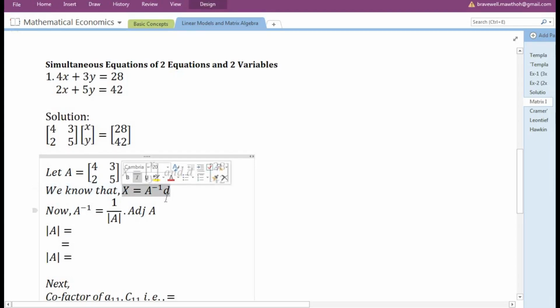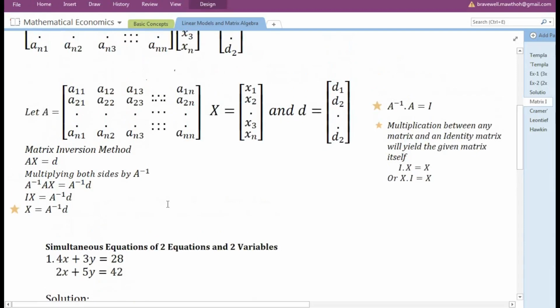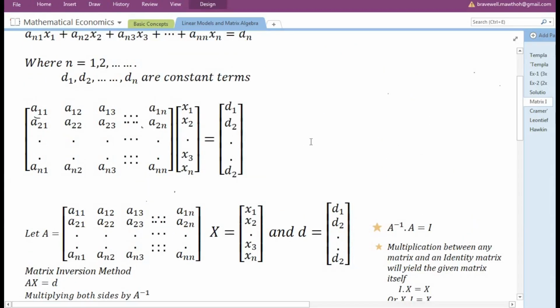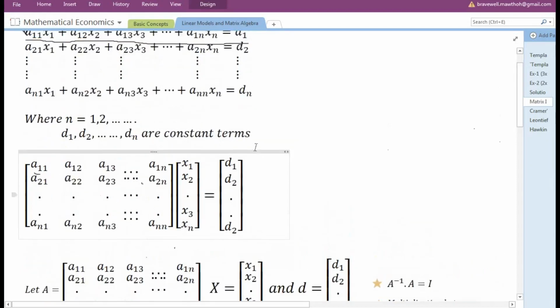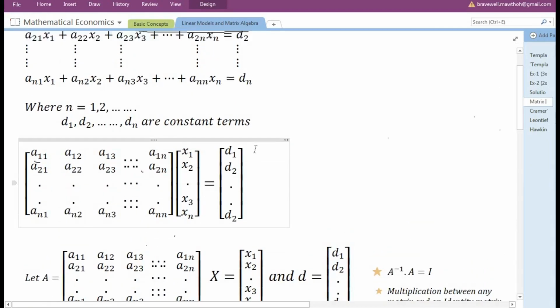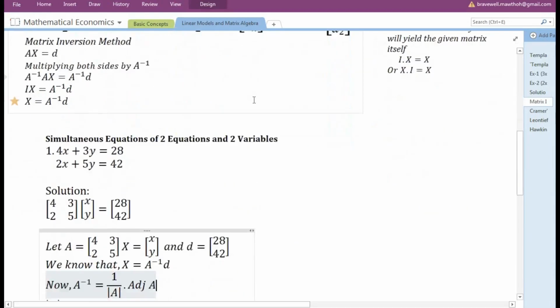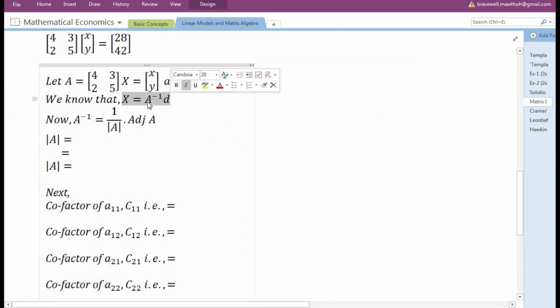This is the formula of matrix inversion for solving the system of simultaneous equations. You must remember this formula, and I've already shown you how it is derived. I've taken a system of simultaneous equations with n equations and n variables. So this is our formula. We have to find A inverse out here. Now A inverse is equal to 1 by determinant A times adjoint A.